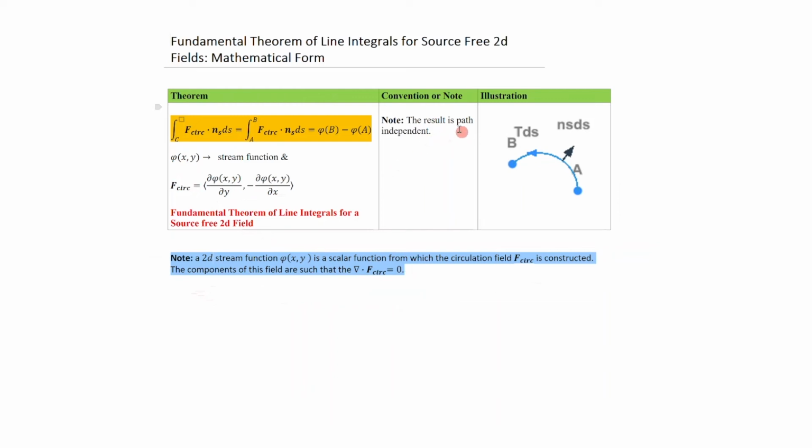Again, the result is path independent. In other words, if I go this route or this route, this result doesn't change. It's still going to be the difference between the value of the stream function evaluated at B minus the value of the stream function evaluated at A.